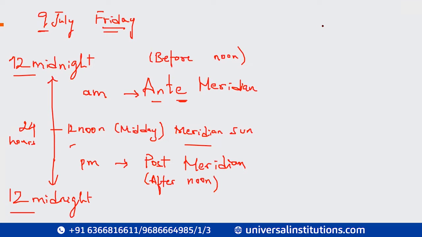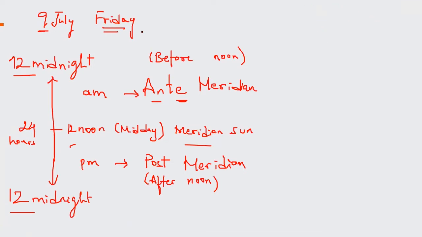So what is the time now? Exactly now, what is the time? 9th July, Friday. What is the time? Please tell me. Three.